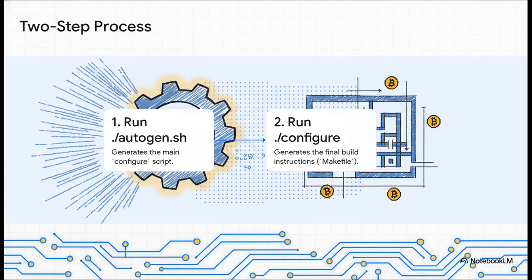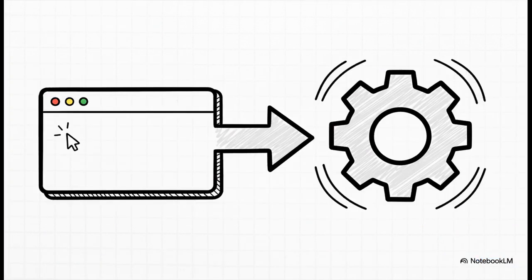First, we run a script called autogen.sh. That little guy builds the big, powerful configure script we've been talking about. Then we run that configure script, and that's what creates our final blueprint, the makefile. And this is what it looks like.